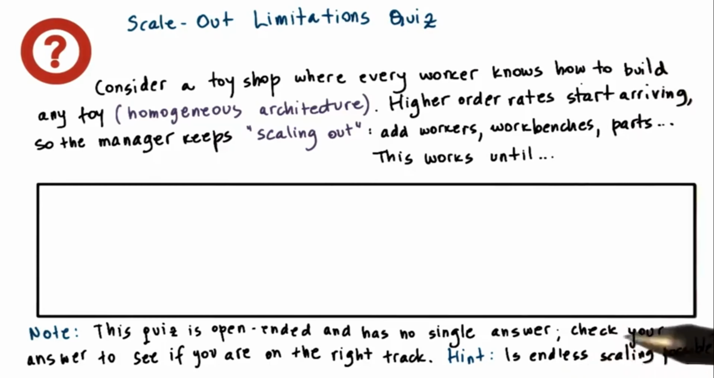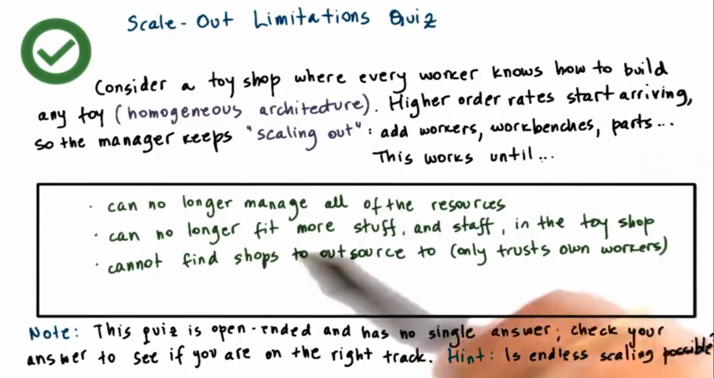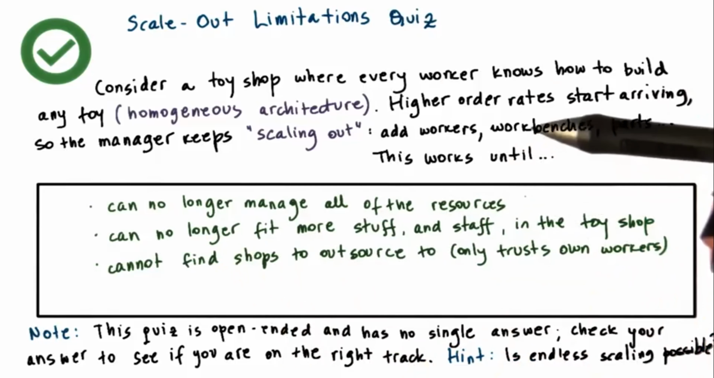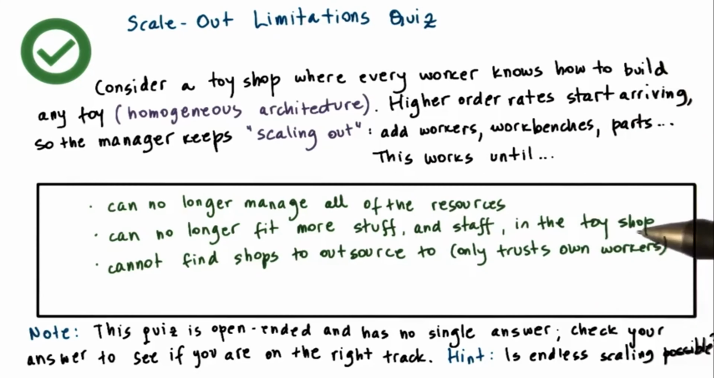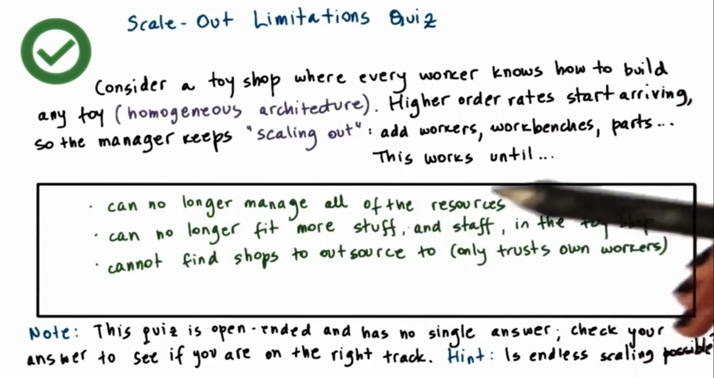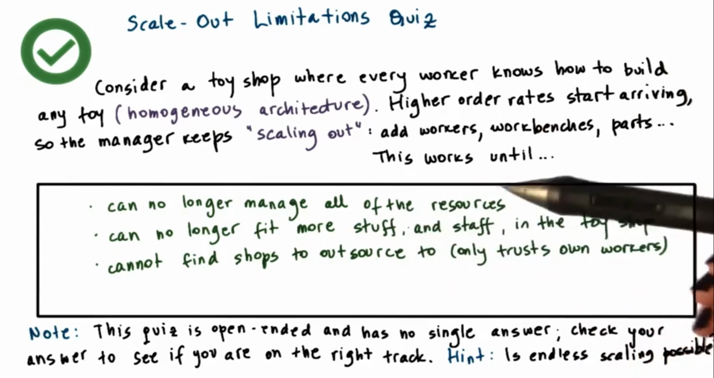The answer to this is that at some point the manager will simply not be able to control any more resources. There is a limit to the attention that a single person has, and therefore one single manager will not be able to continue controlling all of the different types of resources in the shop. In addition, another limit to the scale may be a physical limit as to how much stuff, or how many workers, how much staff can simply fit in the shop.